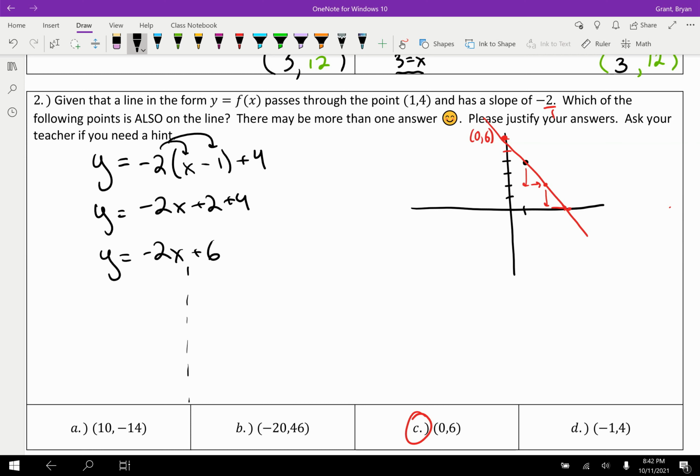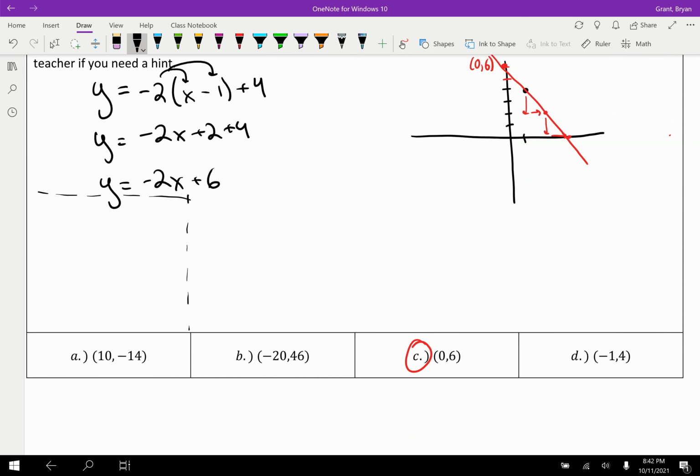So let's go ahead and look at my first point down here that has an x of 10. We're going to go through and say y equals negative 2 times something plus 6. What's the something? Well, that's 10. And we'll see what we get. This is negative 20 plus 6, and negative 20 plus 6 is negative 14. When I substituted in 10, did I get negative 14 as an answer? Yeah. So that point is also on the line.